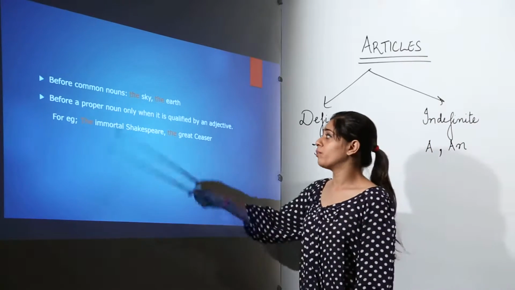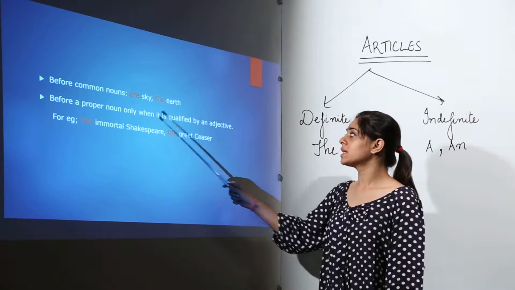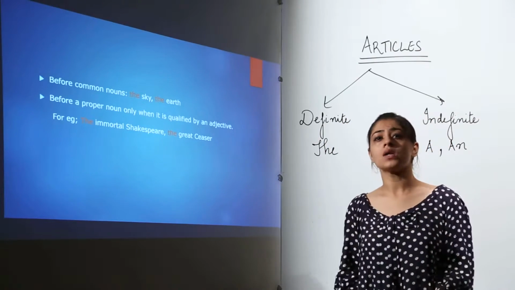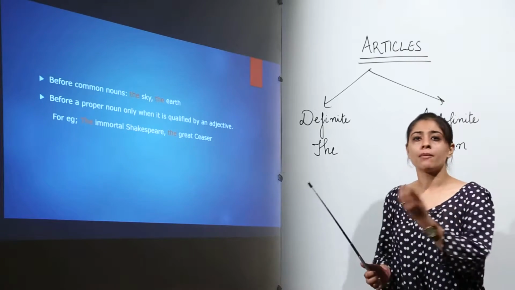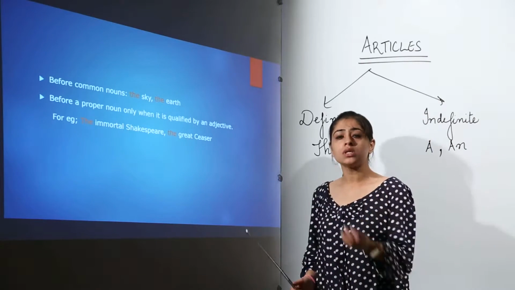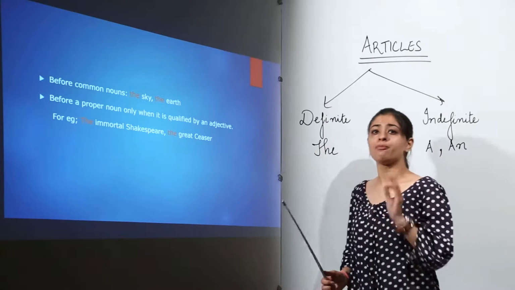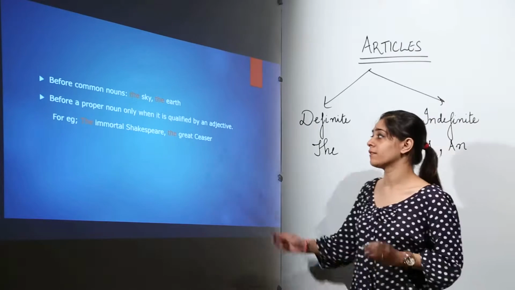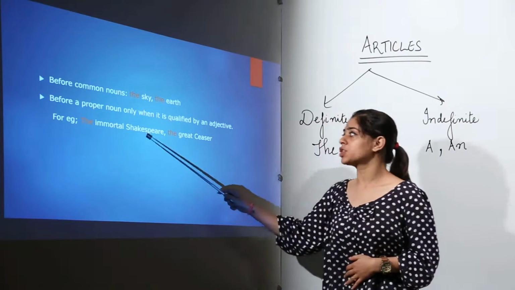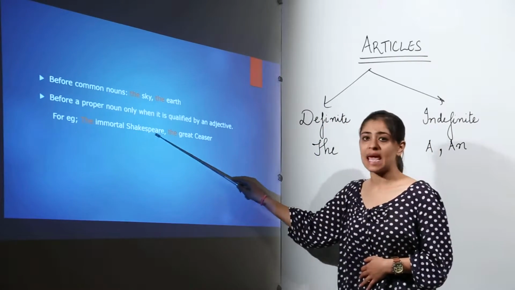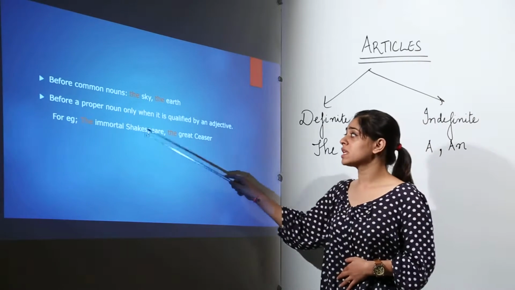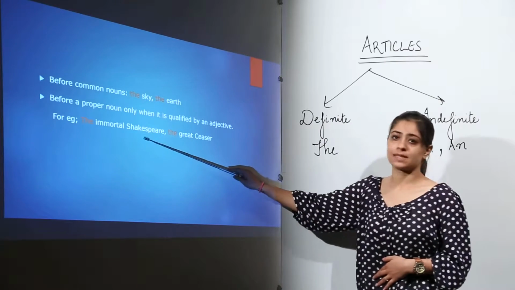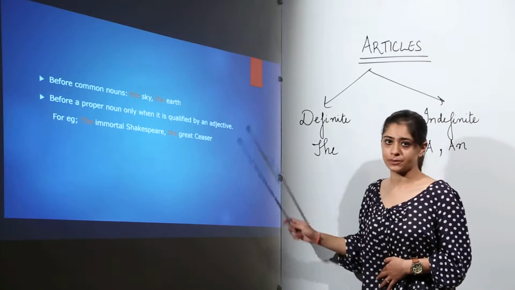Now the next rule: before a proper noun only when it is qualified by an adjective. Now what are proper nouns? Proper nouns are names of people or a person, right? So we use the word "the" before a proper noun but implied or followed by an adjective. For example, the immortal Shakespeare. Shakespeare is the name of a writer. We need to use an adjective to use "the" before it. The immortal Shakespeare, the great Caesar.